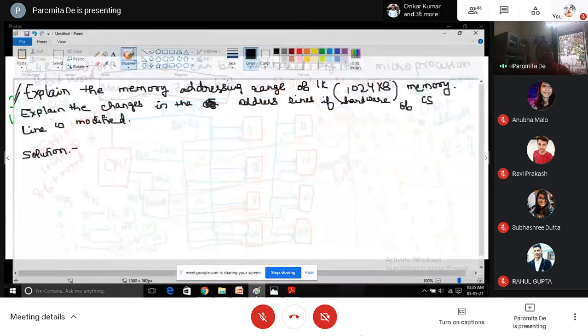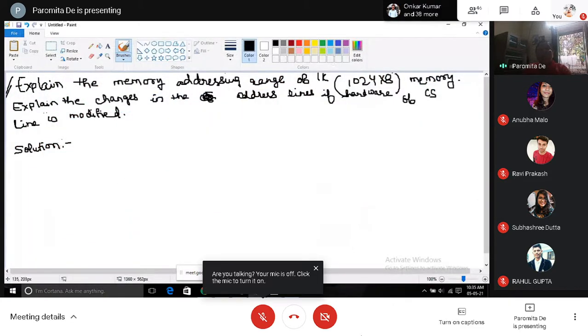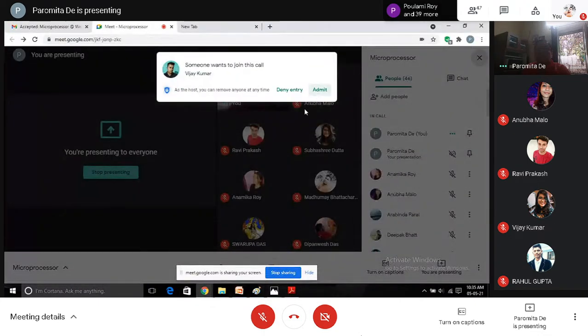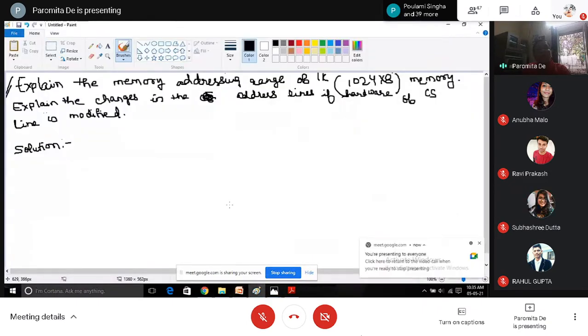So what I have done is I have taken a small numerical problem, so that you can practice. Rest assured, in your exam, you will have one question like this, where you will have to solve some kind of problem which is related to this. So this problem says, explain the memory addressing range of 1K, that is 1024 into 8, that is your memory size, and explain the change in the address lines if the hardware of the CS line is to be modified.